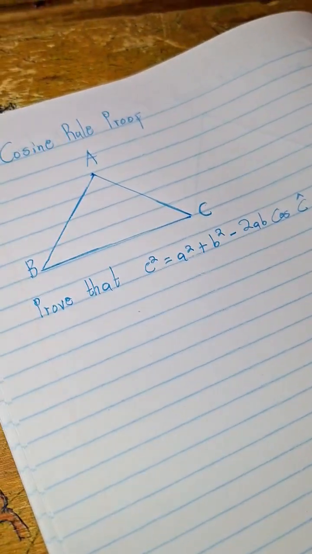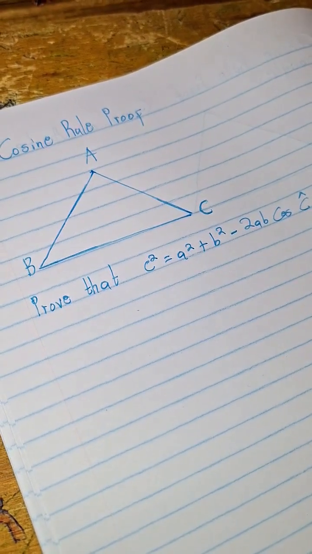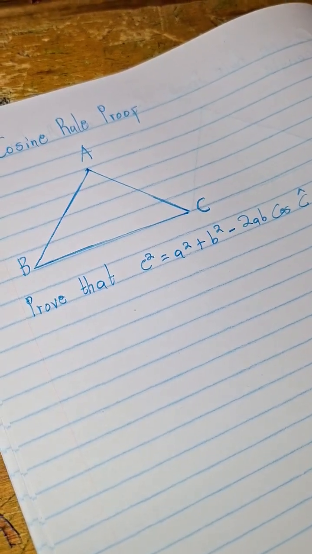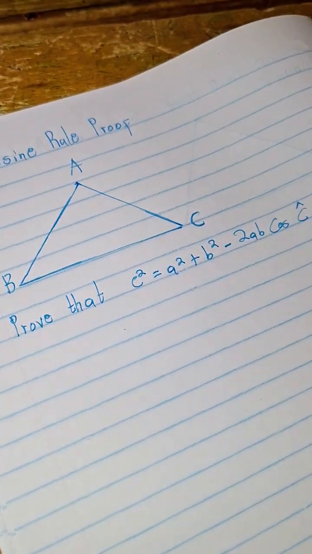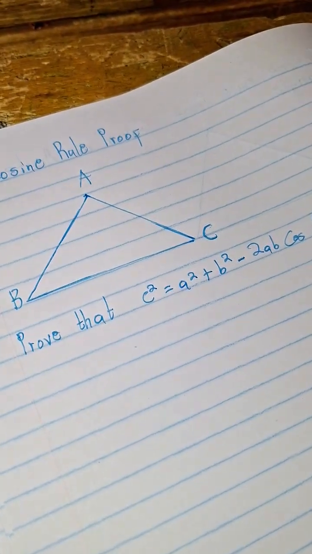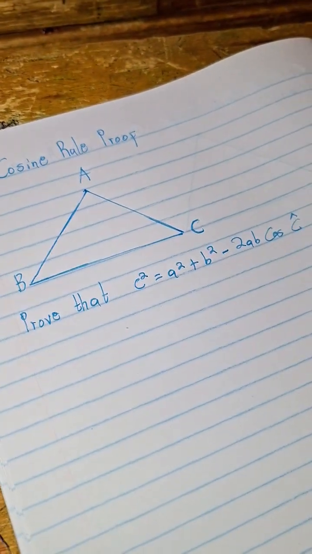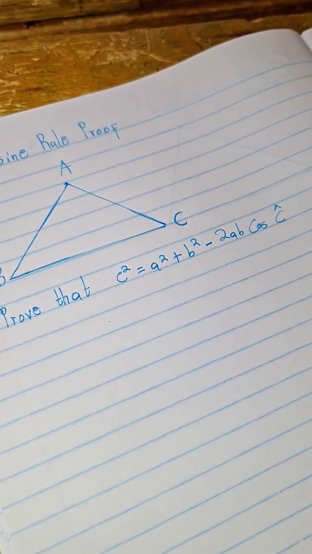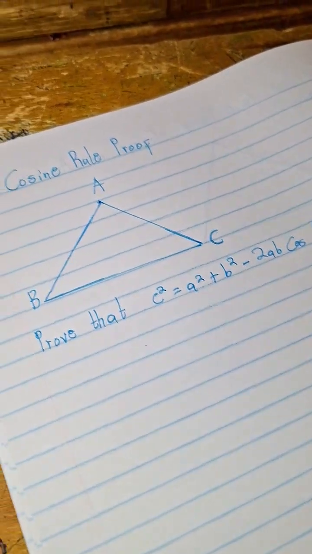So today we are going to prove the cosine rule given an acute triangle. Why am I saying acute triangle? Because we can also prove the sine rule using an obtuse triangle, and so on. Now we are given a triangle ABC, and we must prove that c squared is equal to a squared plus b squared minus 2ab cos angle C. So what must we do?